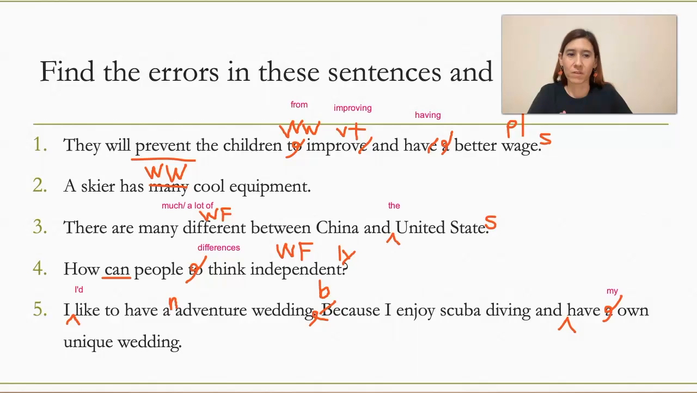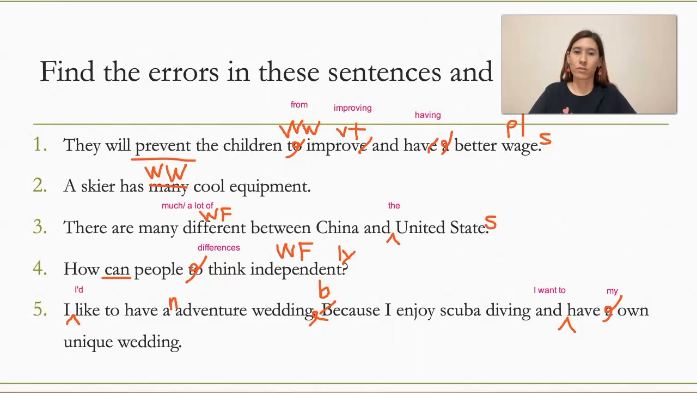I enjoy scuba diving, and there's a couple different possibilities for here. Maybe you said, because I enjoy scuba diving and I would like to have my own unique wedding, or I want to have my own unique wedding, or it would enable me to have my own unique wedding. So there are several different answers for here. You can put whatever you want as long as it's grammatically correct and makes sense. I'm just going to add I want to have my own unique wedding.